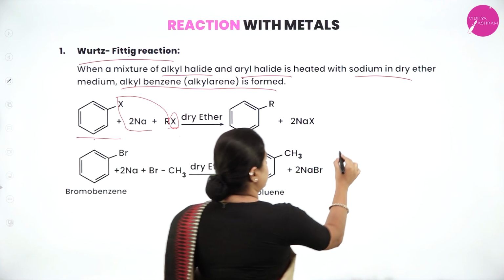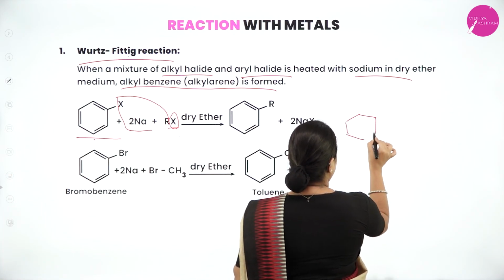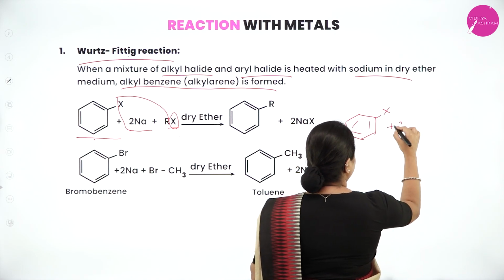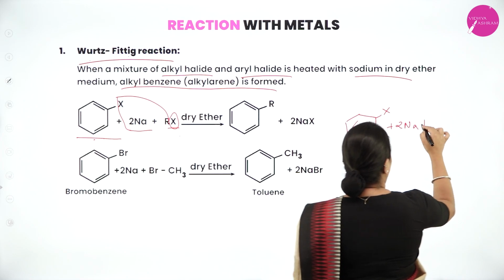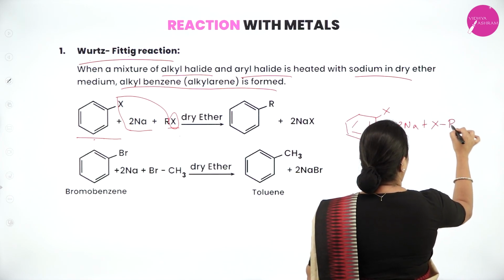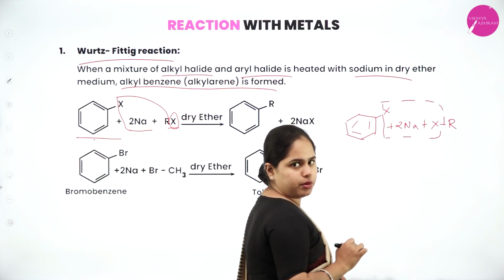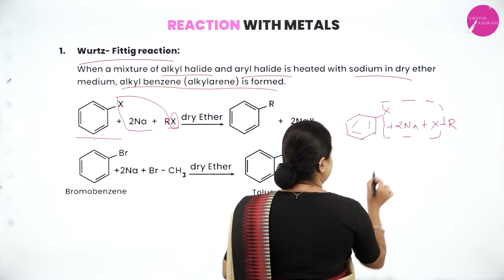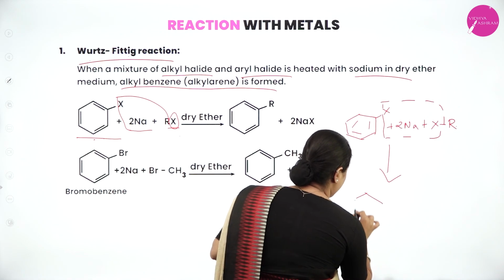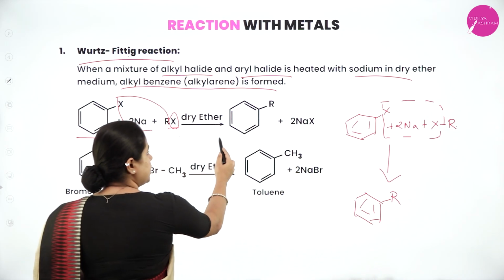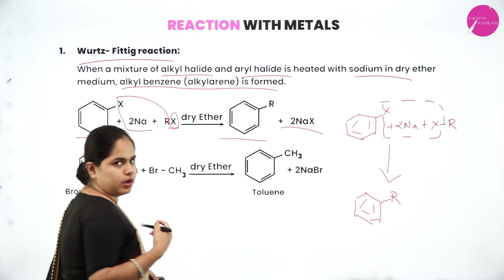I'll just draw it here. So this is the haloarene, to which we add 2 moles of sodium, and we have the haloalkane. Now what happens? This much part will be removed. Now what is left behind? Only the benzene and the alkyl group, right? So on the benzene ring you will get the alkyl group, and sodium halide will be removed.